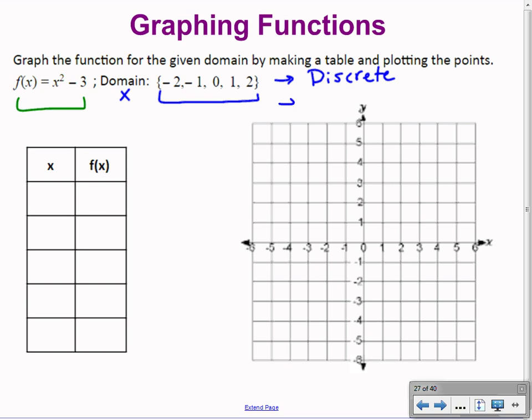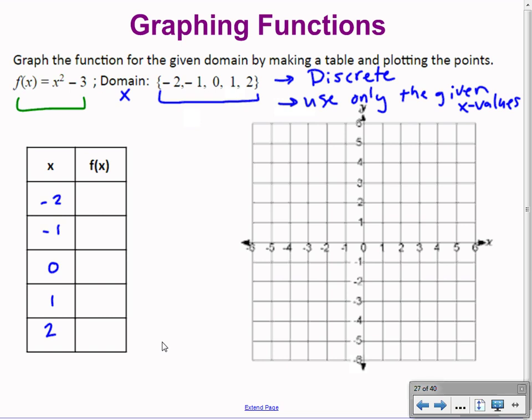And when we're using our table, we're going to use only the given x values. We're not going to use any x values other than the ones that were given to us. And to use these x values, we're going to take them and we're going to copy them into the x column of our table.